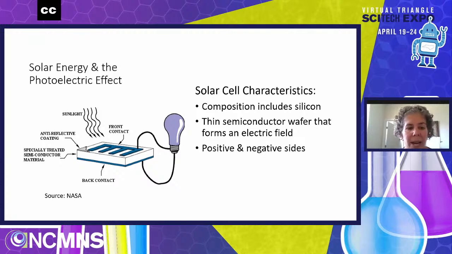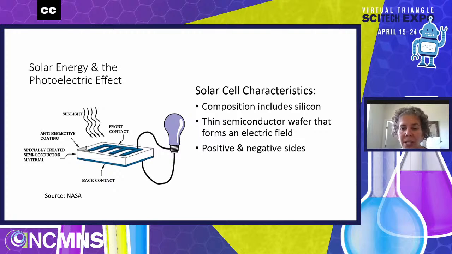So here is a diagram courtesy of NASA. Again, me, the space geek, and NASA. And this diagram illustrates the operation of a basic photovoltaic cell using the photoelectric effect. And solar cells are made of the same kinds of materials as semiconductors, using, for example, silicon. And for solar cells, a thin semiconductor wafer is specially treated to form an electric field that's positive on one side and negative on the other.